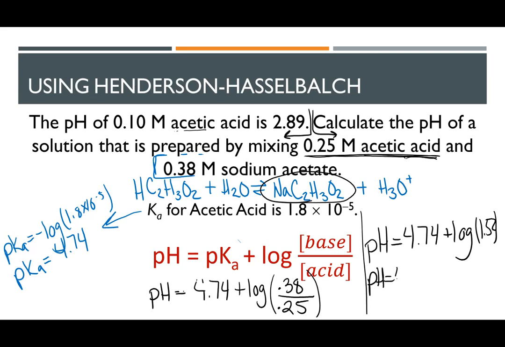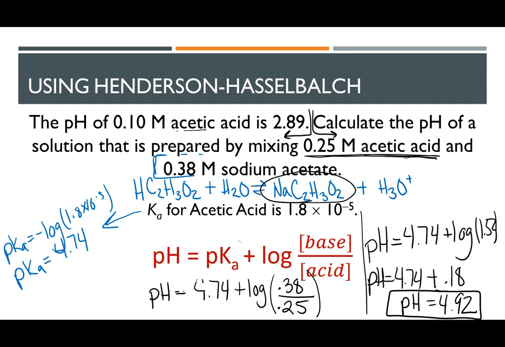pH equals 4.74 plus 0.18. So pH is 4.92. Okay, so that's calculating the pH of a buffer using the Henderson-Hasselbalch equation.